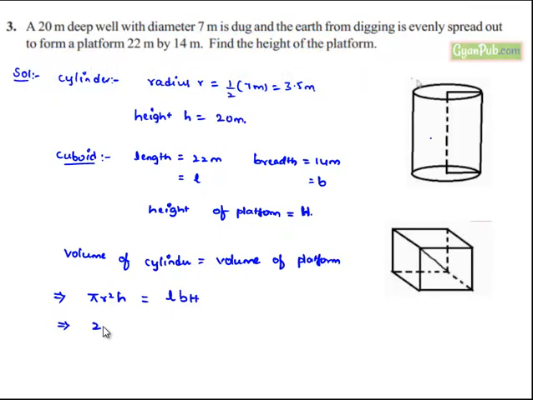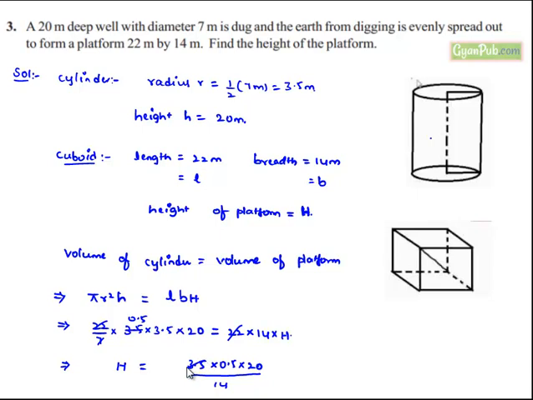That implies pi value is 22 by 7 into r square is 3.5 into 3.5 into h, value is here 20, that is equal to L value is 22 and B value is 14 into h. Here 7 goes in 3.5 0.5 times, and 22 goes in 22 one time on both sides of equality. So now we are left with h is equal to 3.5 into 0.5 into 20 by 14. Here 3.5 goes in 14 4 times and 4 goes in 20 5 times, that is equal to 0.5 times 5, that is equal to 2.5 meters.